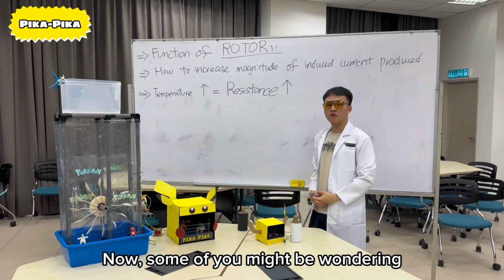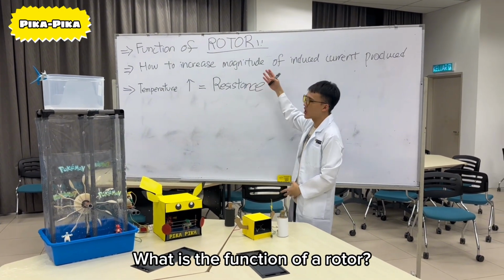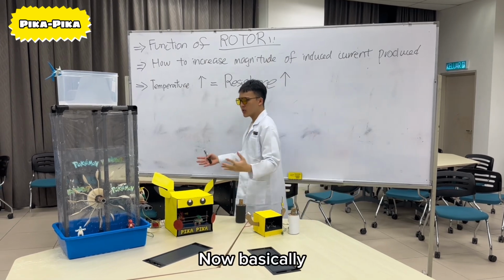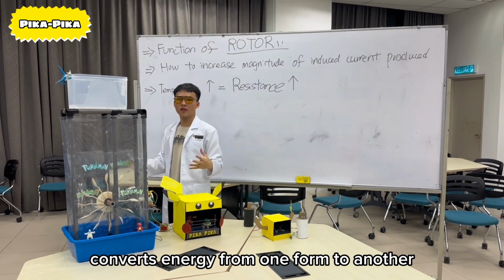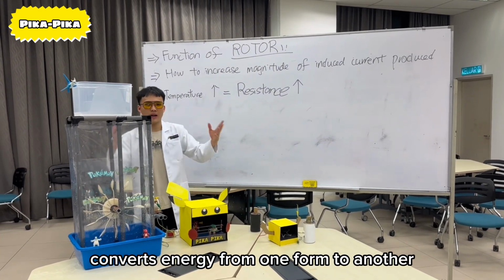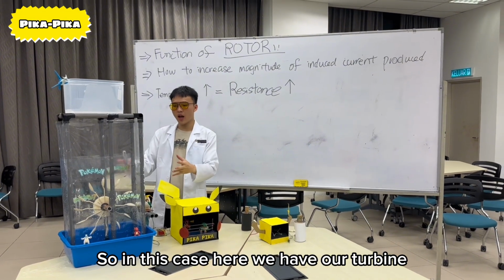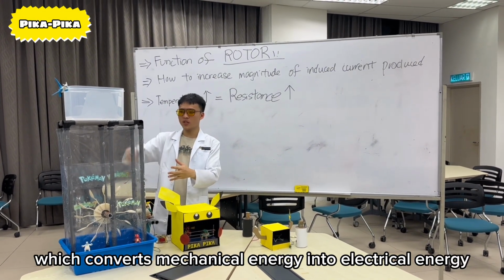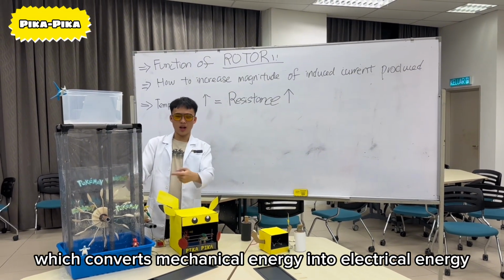Alright, now some of you might be wondering, what is the function of a rotor? Basically, a rotor is something that converts energy from one form to another. So in this case, we have our turbine, which converts mechanical energy into electrical energy.